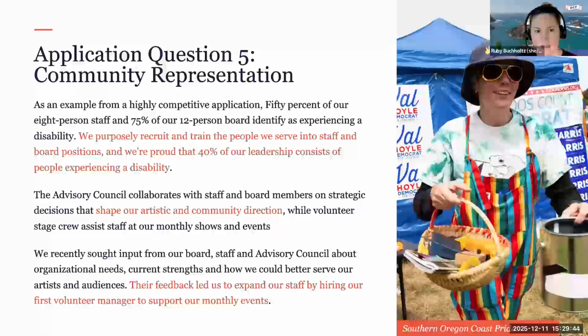We pulled out a few sentences of the sample answer to help illustrate what we're looking for in relation to the scoring rubric. You can read the full sample response in the guidelines, but in the first sentence, we highlighted, we purposely recruit and train the people we serve into staff and board positions, because this shows us that the people who make decisions and guide the work of this organization are intentionally reflecting the community they are serving. This purposeful effort then leads to 40% of their leaders reflecting that community, who understand the specific needs and lived experiences of their own population.